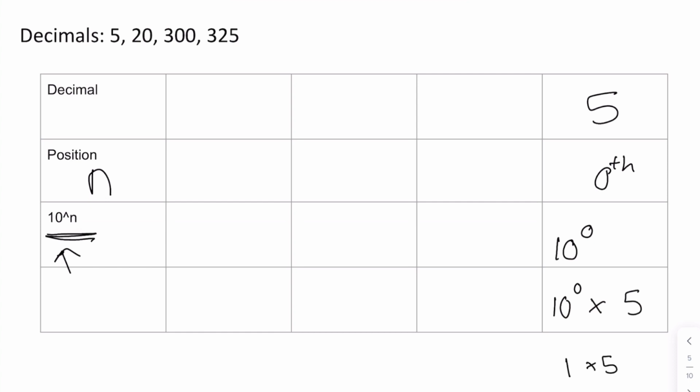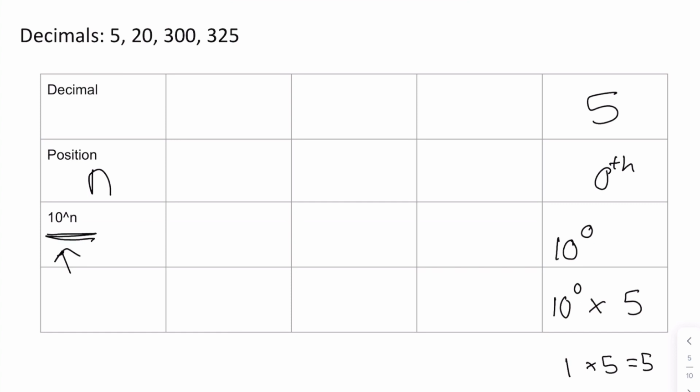An easy example is 5. We have the decimal value 5. This is the 0th position, so that's going to be 10 to the 0. Again, this is 10 to the n, which is right here, and n is the position. Then down at the bottom, we put it all together: 10 to the 0 times whatever is in our top row. So 10 to the 0 times 5, and that's going to be 1 times 5 equals 5.